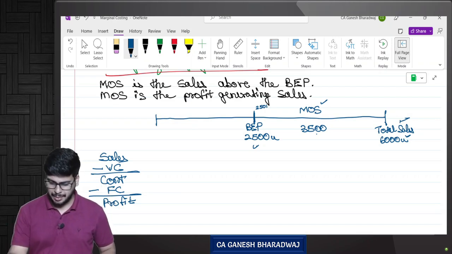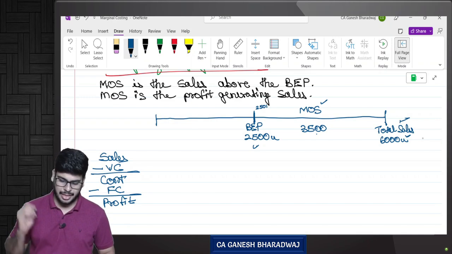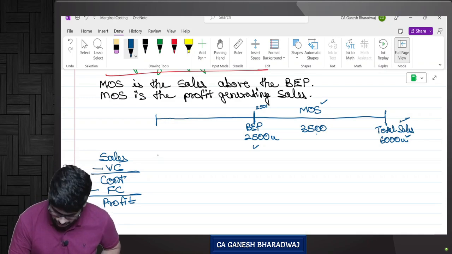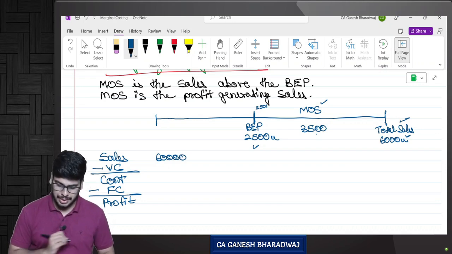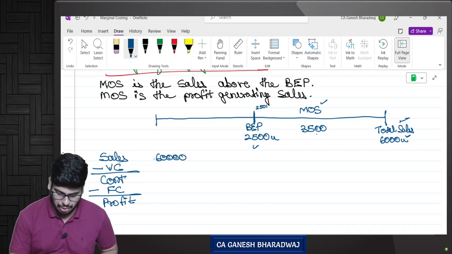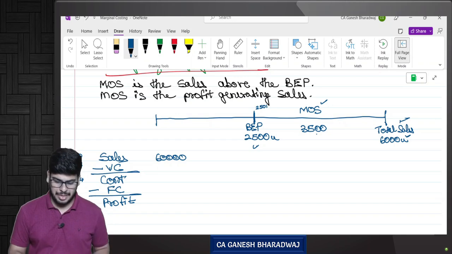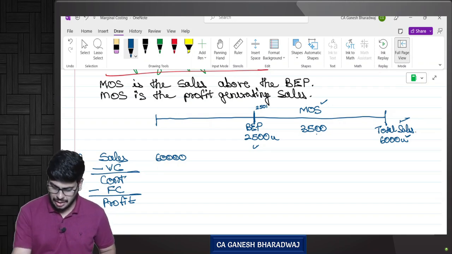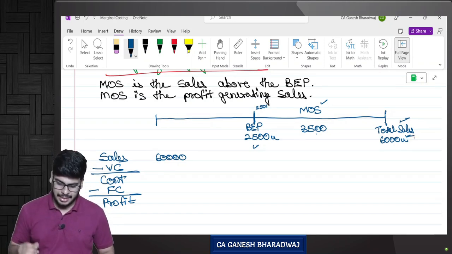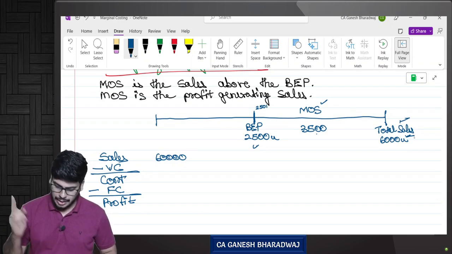In our example, 6,000 units, right? So 6,000 units into 10. So the sales was how much? 60,000 rupees. Yes. And then what was the variable cost? So the sales was 10 rupees per unit. Variable cost was 6 rupees per unit. Contribution was 4 rupees per unit. So multiply this respectively with the total units that we have got. Yes. So 10 into 6,000.